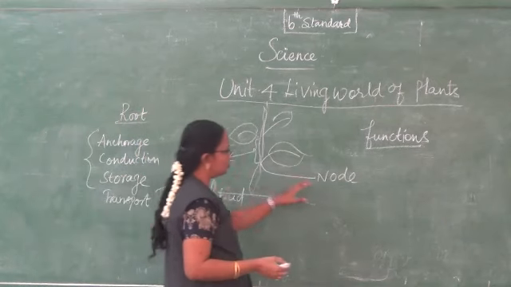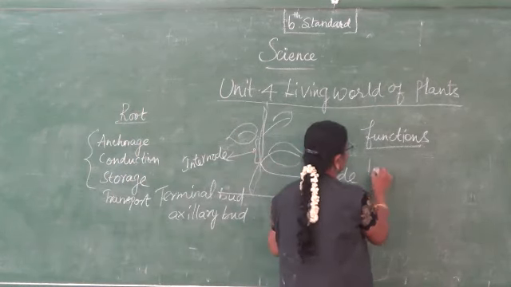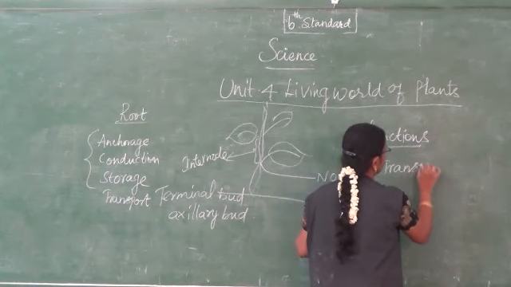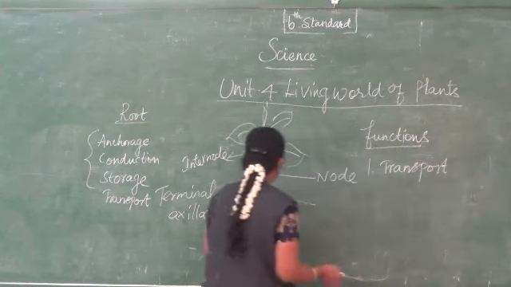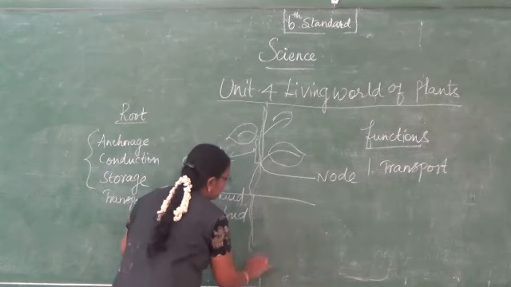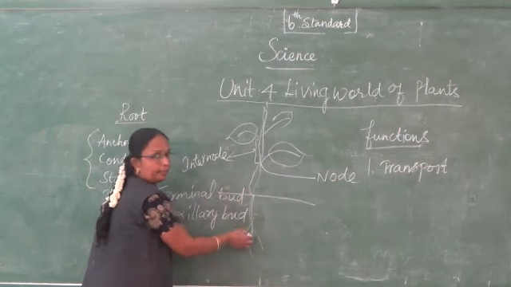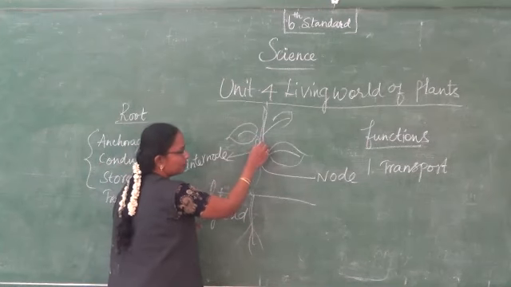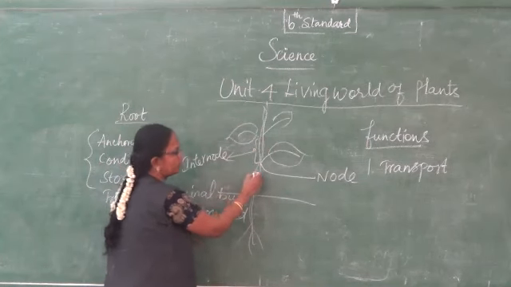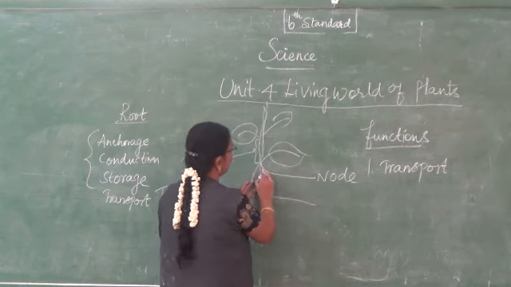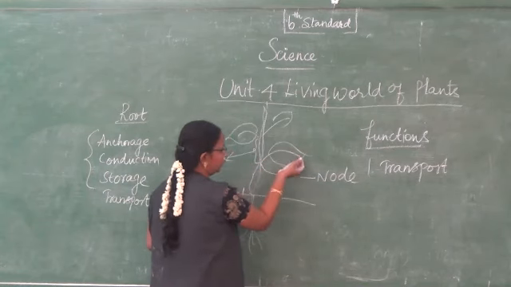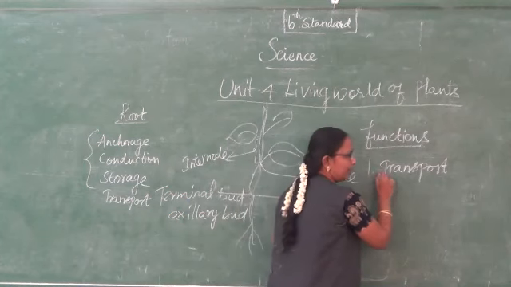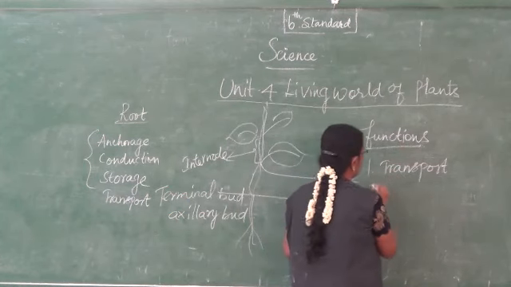When coming to the shoot system, what are its functions? It also transports. What is the root doing? They are absorbing, conducting, and then passing the minerals and the water to the shoot system. What is the shoot system doing? They are transporting all the minerals and the water to the leaves and then to the flower, etc. So transport is the main function.